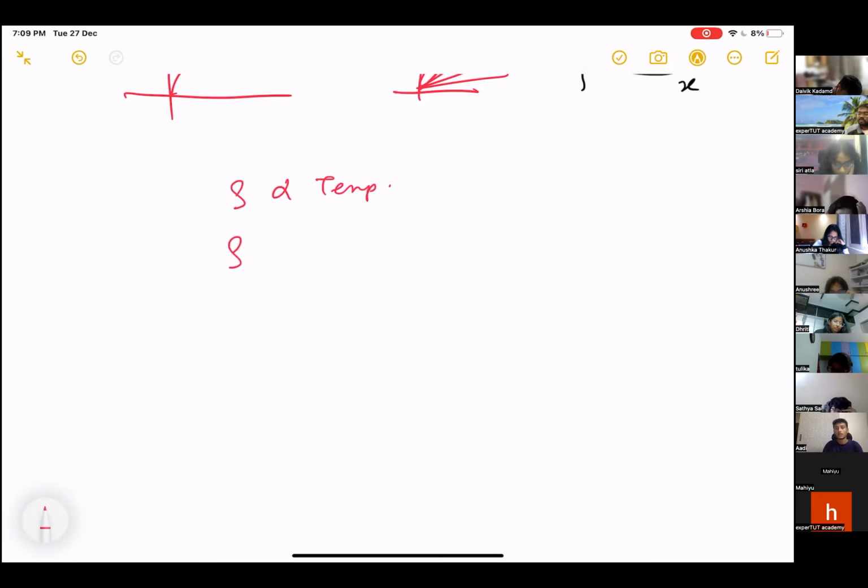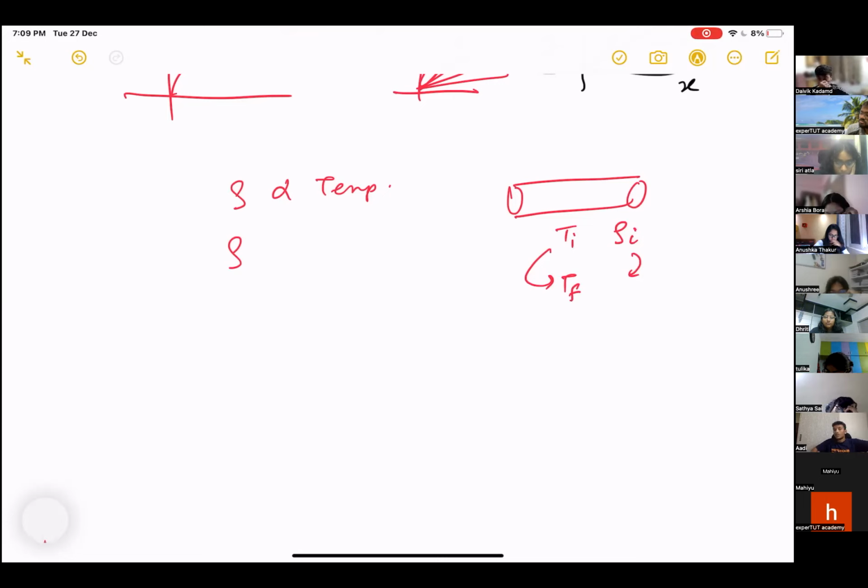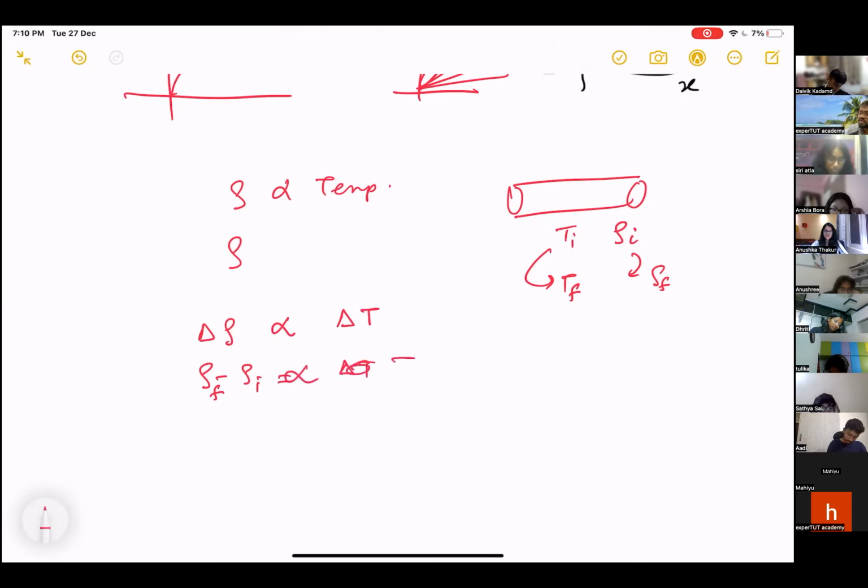Suppose you have a material and at temperature T initial, its resistivity is rho initial. Then you increase the temperature to T final, and its resistivity becomes rho final. So rho final minus rho initial, that is delta rho, is proportional to delta T. Delta T is TF minus TI, I'll just write delta T.